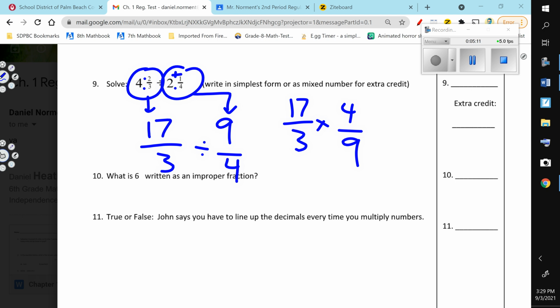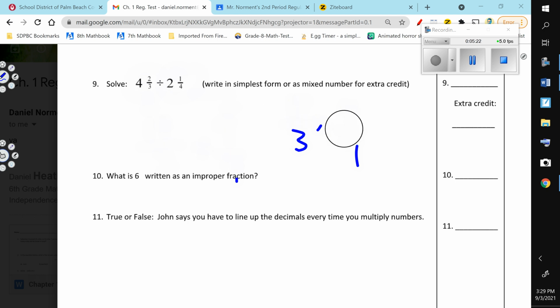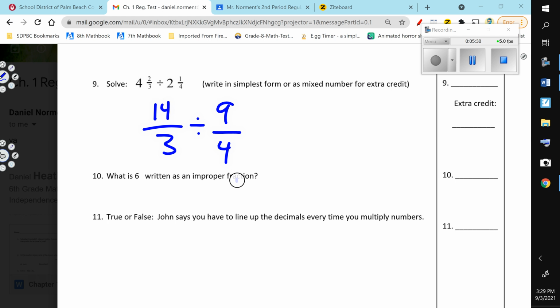Let me make sure. I feel like I did something wrong. Oh crap, I did. It should be 14. Dang it, we gotta start over. That's gonna mess some of you up. Yeah, I did that wrong. So it's 14 over 3 divided by 9 over 4. Not 17, I'm so sorry. And then you're gonna keep, change, and flip, and that's much better. Okay, and you multiply across, and that's gonna give you your answer.